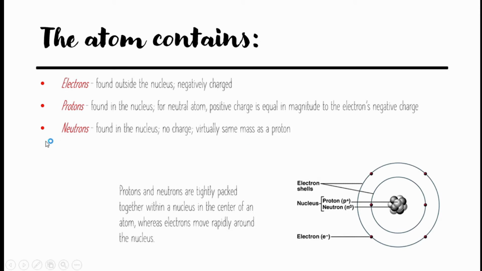Last subatomic particles, neutrons. You can find neutrons in the nucleus. It has no charge and virtually the same mass as proton here. So we can conclude, for what we have discussed, protons and neutrons are tightly packed together within a nucleus in the center of an atom, whereas electrons move rapidly around the nucleus.